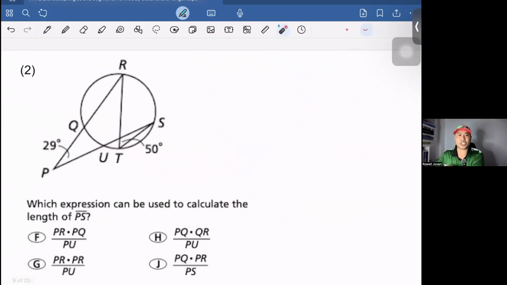So which expression can be used to calculate the length of segment PS? Is it letter F, letter G, letter H, or letter J? So 1 minute, begin. All right, let's now answer the second one.